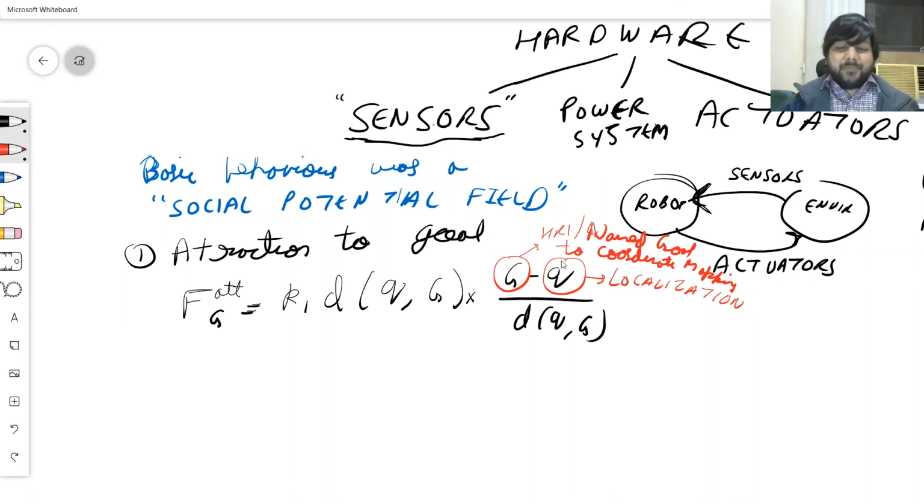Now the problem is, if I take any sensor that solves a localization problem, none of the sensors is really cheap.